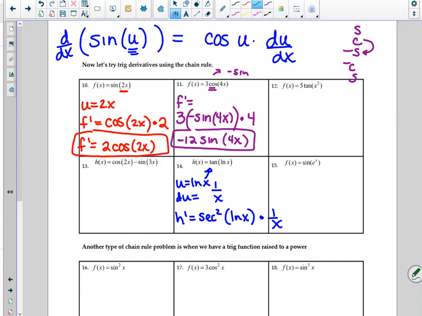Same kind of thing on 15. If u is e to the x, then the derivative of u, hopefully remember, is e to the x. So the derivative of the whole thing would be the cosine of e to the x times another e to the x. Okay, I'll leave 12 and 13 for you to do. And if you want to rewind back and look at how 14 and 15 worked out, you can do that.